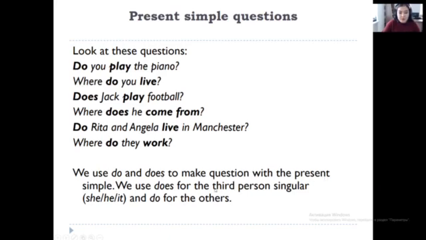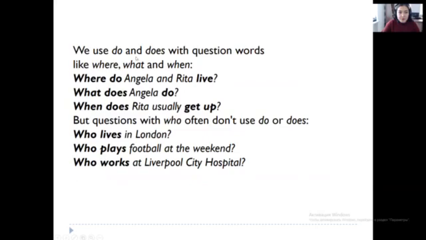We use do and does to make questions with the present simple. We use does for the third person singular and do for the others. We use do and does with question words like where, what, and when. Where do Angela and Rita live? What does Angela do? When does Rita usually get up?